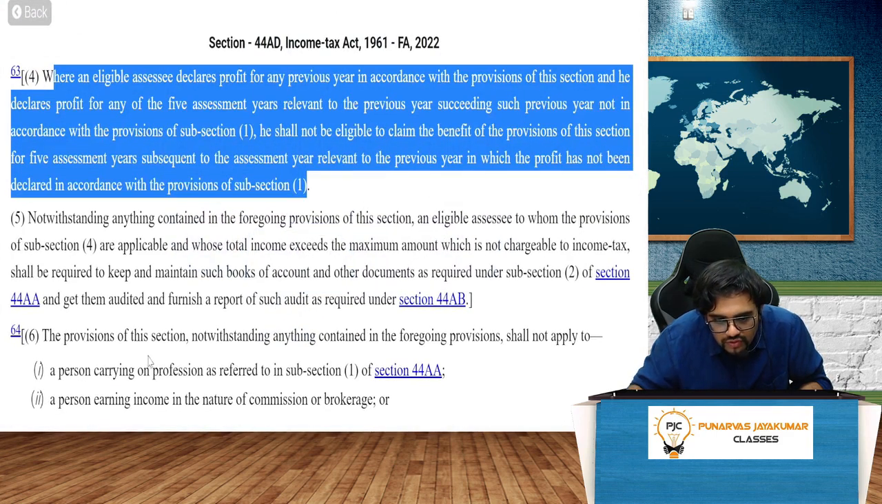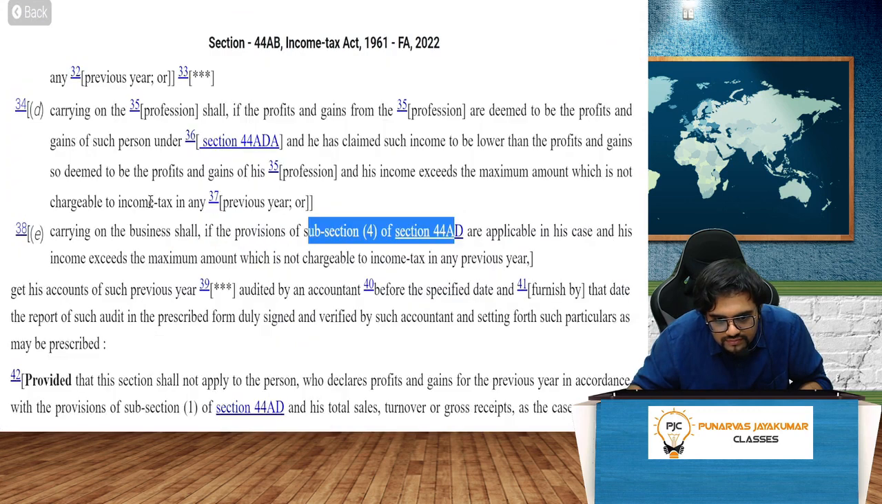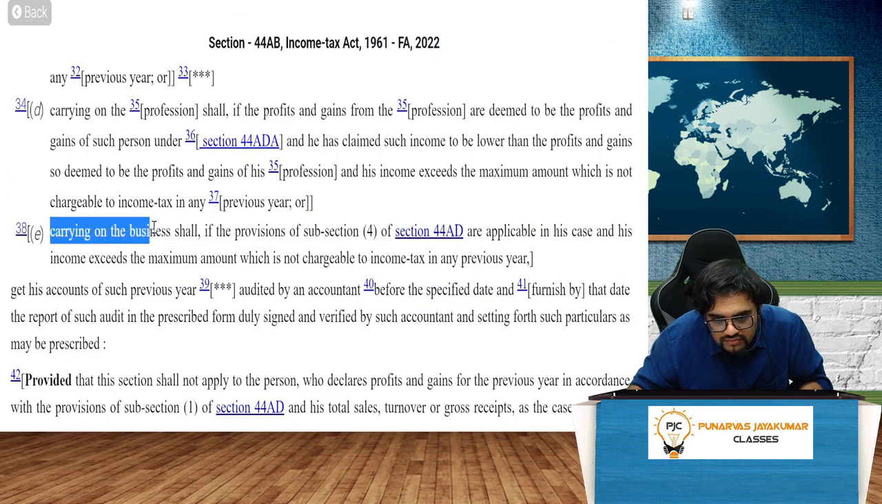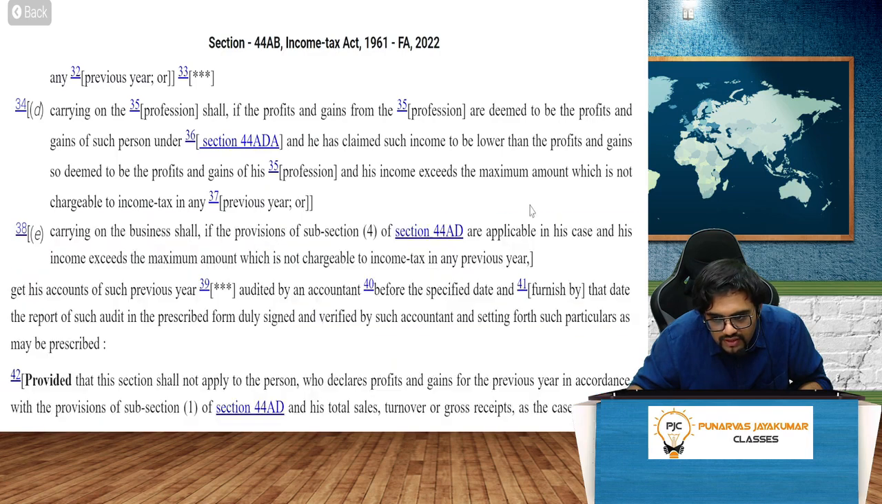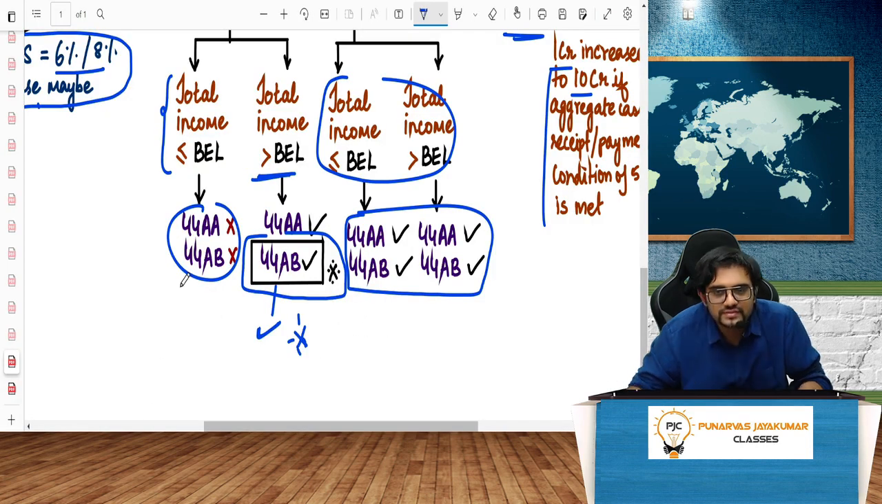One small section they have put here. Tax audit will come if the provisions of subsection 4 of 44AD are applicable and his income exceeds the maximum amount which is not chargeable to income tax in the previous year. Similar provisions are there in 44A also. So it will come, guys.